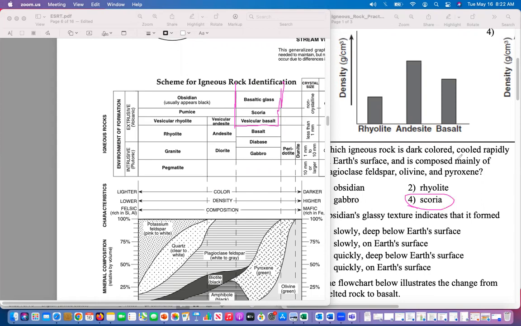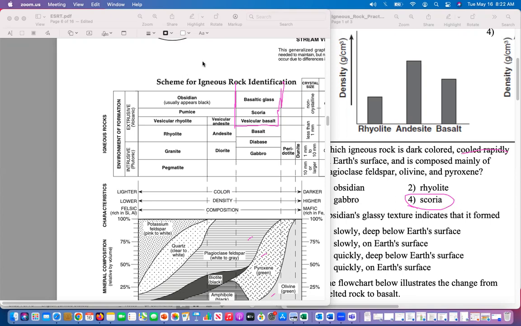Once again, remember, extrusive rock, it was made on the outside, which means it cools rapidly. Dark colored means it has to be the rock on the right side. And because it's composed of these 3 minerals, it has to be within this category.